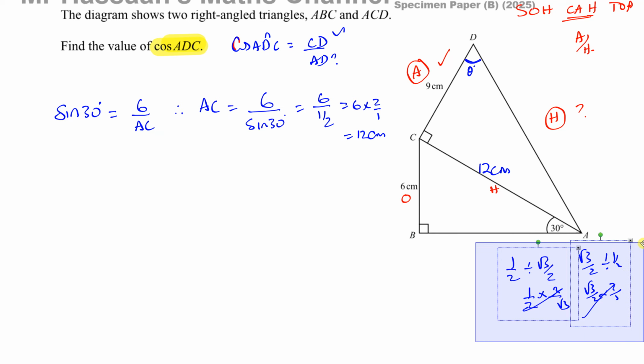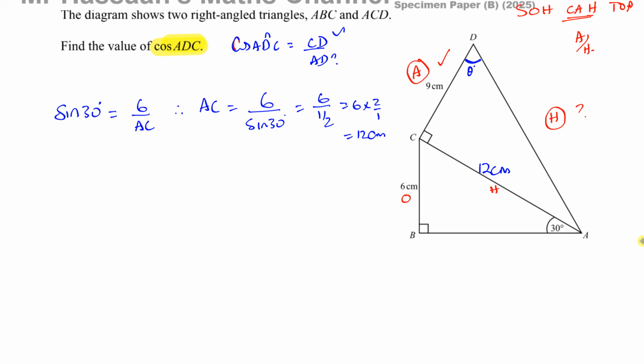Okay. Now we can proceed. Now we want to find this length. So I need adjacent over hypotenuse. I know this is 9. I know this is 12. I know it's a right angle triangle. And I know I can apply Pythagoras' theorem.